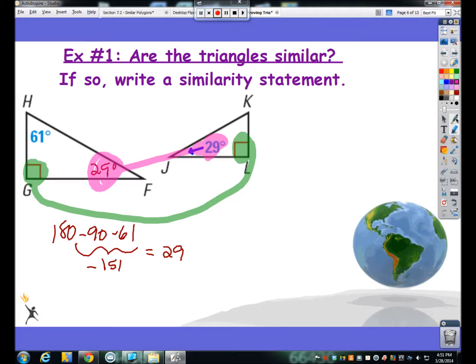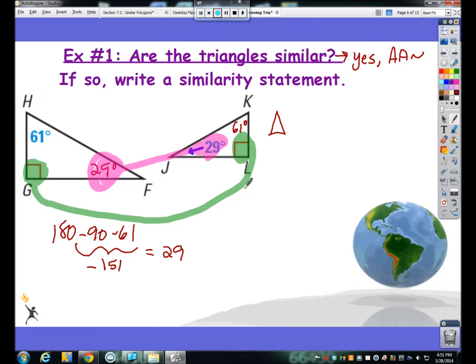So are the triangles similar? Answer, yes. Why? Angle-angle similarity, which really means how big would K end up being? Well, K would end up being the same thing as H. It would have to be 61 degrees. Okay? So write a similarity statement.